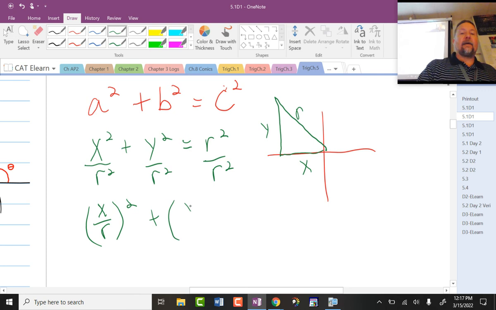I can rewrite it like that. This is y over r. That wasn't the pen's fault. I didn't connect that. I like to blame the computer with all my woes.